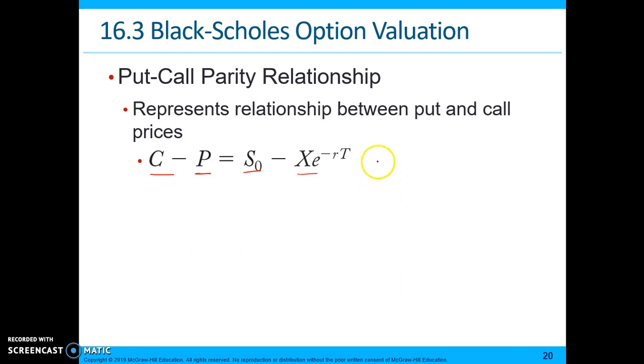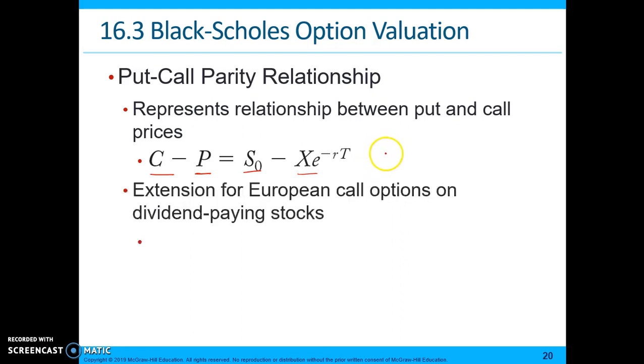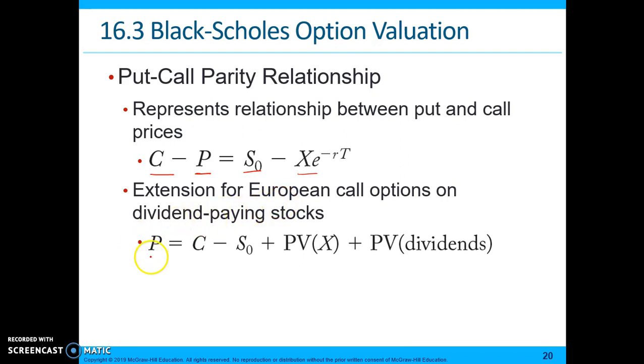For our purposes, the next formula, and I'll actually rewrite it for you. This is an extension for European call options on dividend-paying stocks. In this case, the price of a put is equal to a call minus the stock price plus the present value of the strike plus the present value of dividends. In our case, we're going to be assuming non-dividend paying stocks, so you can strike the present value of dividends.